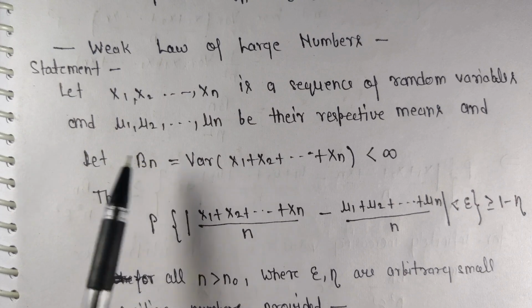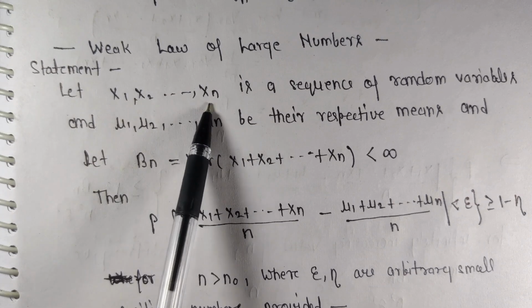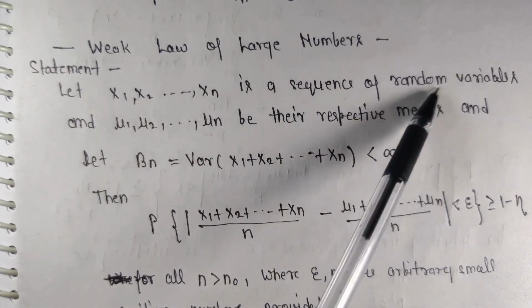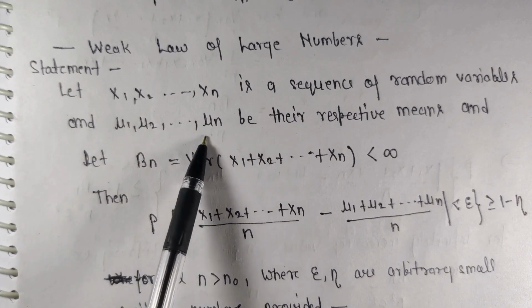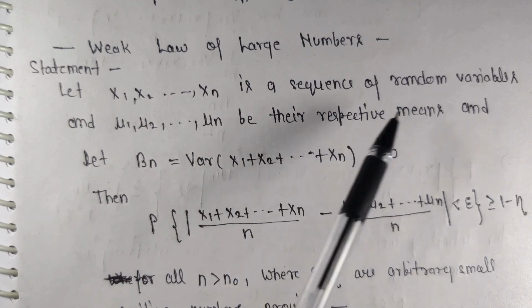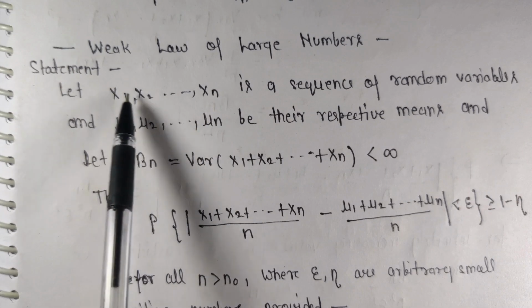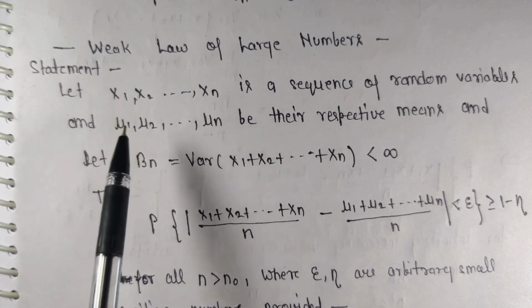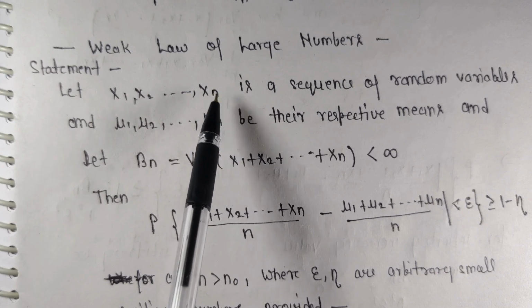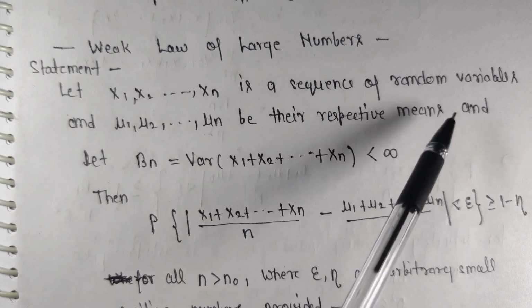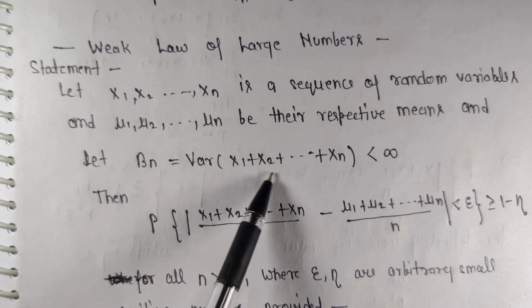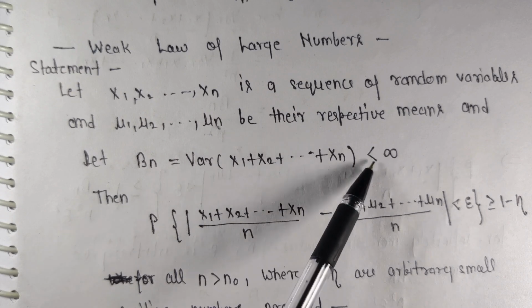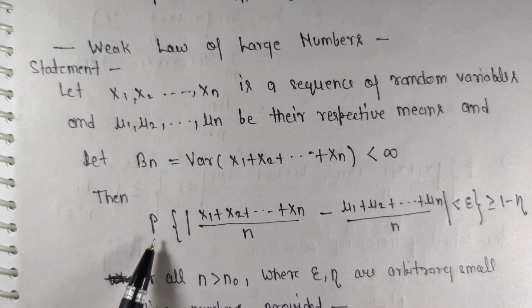Now you can see here, let x1, x2, ... xn be a sequence of random variables and mu1, mu2, and so on mu n be their respective means. That means expected value of x1 is mu1, expected value of x2 is mu2 and so on, expected value of xn is mu n. And let capital Bn be equal to the variance of the sum of random variables, which is finite. Is it clear?